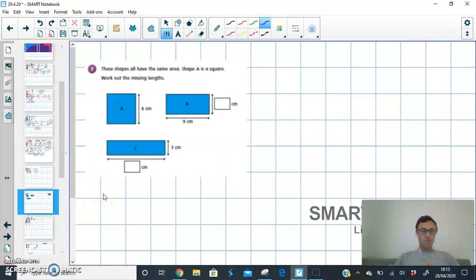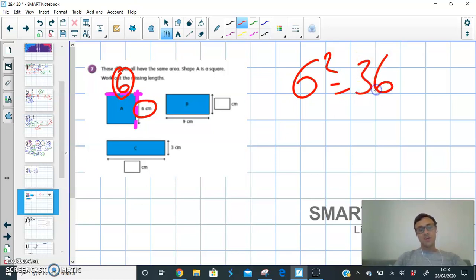Then you've got questions like this. Well, if it's a square, remember that each side is the same. So we would do 6. We know that's 6 because it's a square. 6 squared is 36 centimetres squared. So that would be the area of A.